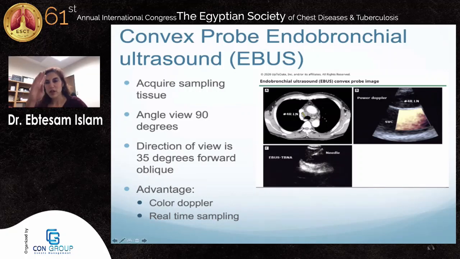The advantage of the convex probe is that you can see color Doppler. As you see here, you see the SVC and you see your 4R lymph node here, but you can also do real-time sampling. Here we see our needle coming in to sample the lymph node. It makes it much more convenient when you're trying to figure out, for smaller vessels that are less obvious than the SVC, whether that is a vessel or not.